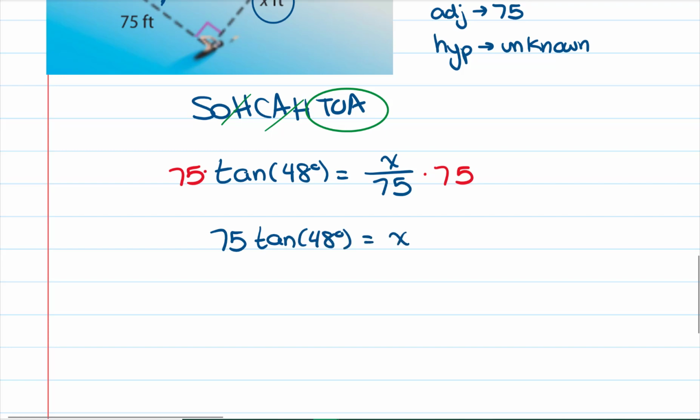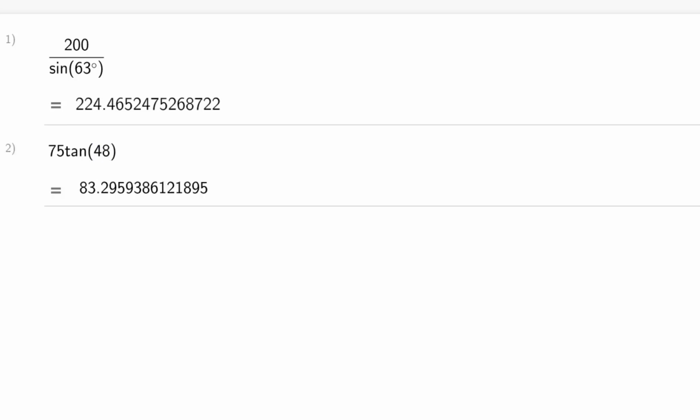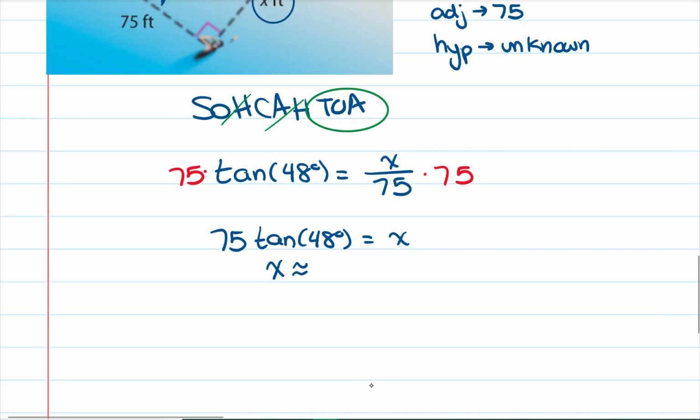And then all you have to do now is put that in a calculator. So 75 tangent of 48, and you get 83.29. So x is about 83.29. So I'm going to round that, and I get x is about 83.3 feet.